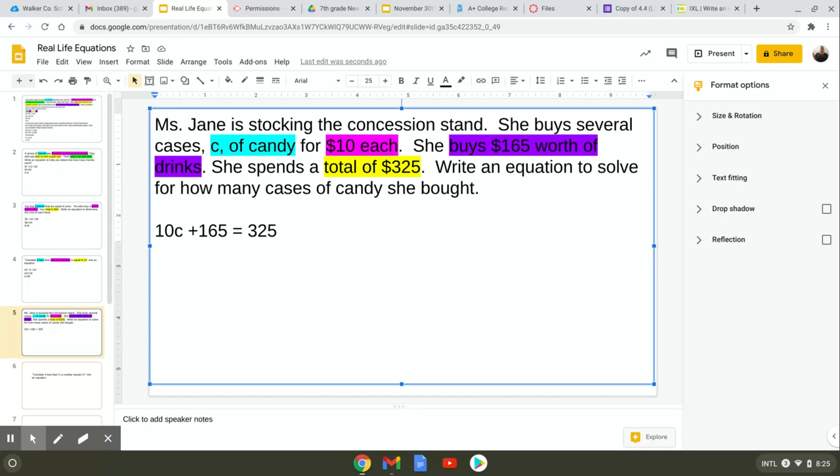So the first thing we're going to do is subtract 165 from both sides, and that will leave us with 10C is equal to 325 minus 165, which is equal to 160.